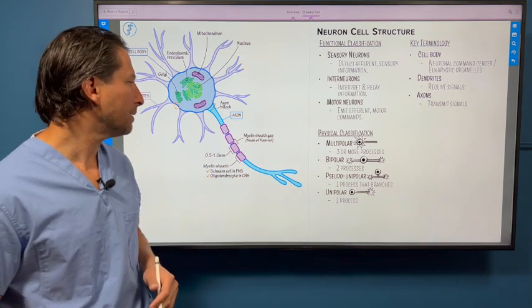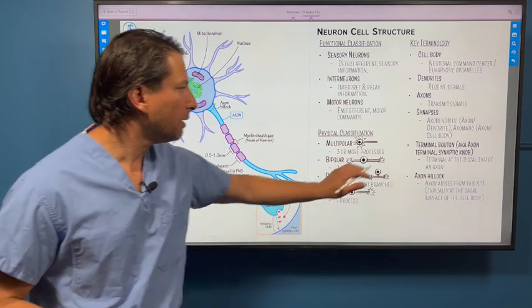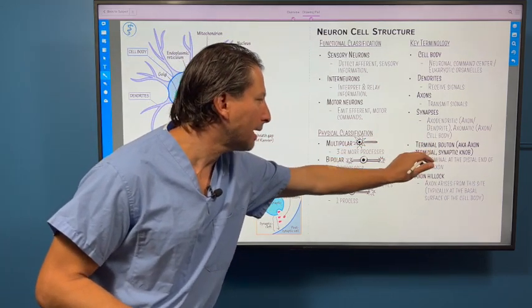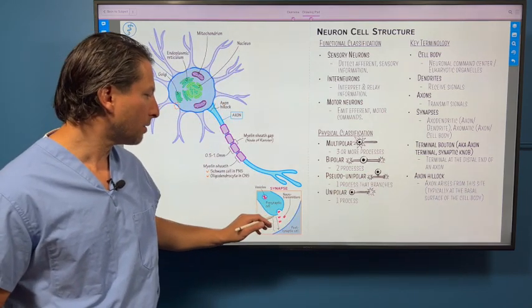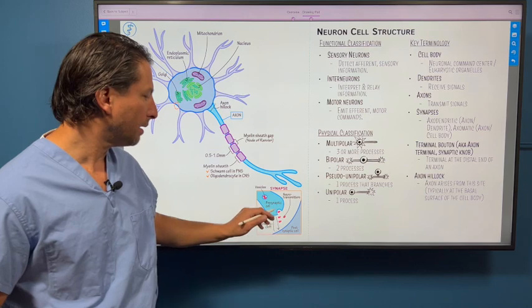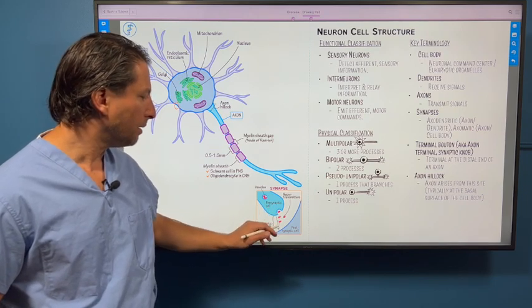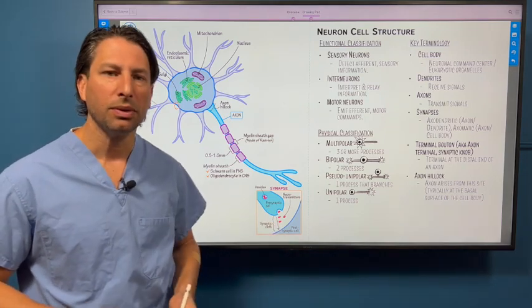That's a key distinction. This is this junction here, this synapse, this terminal bouton, this axon terminal, also known as the synaptic knob. It's the terminal at the distal end of the axon. We'll see later how these neurotransmitters are dumped into the synaptic cleft, and then they're picked up by this postsynaptic cell.